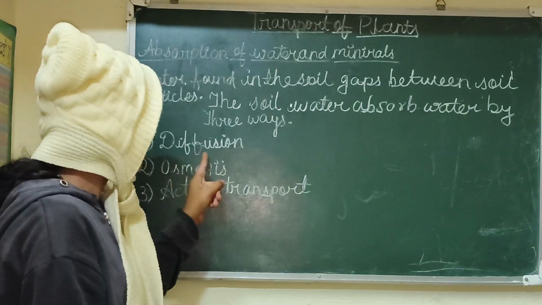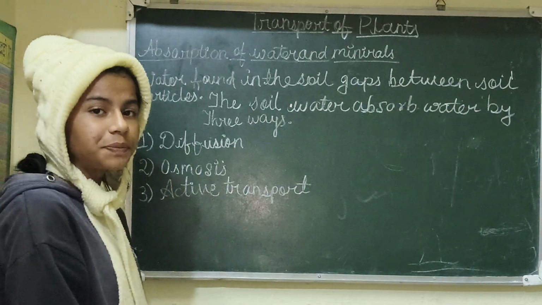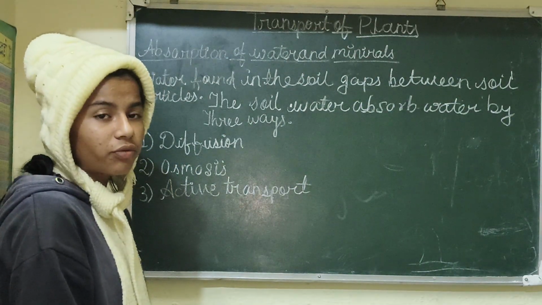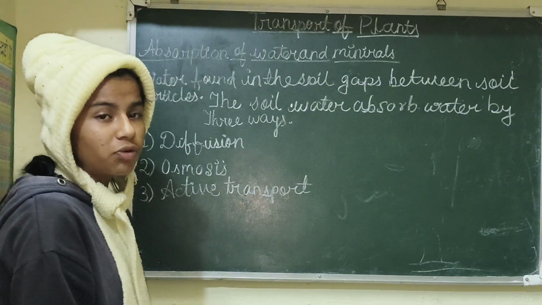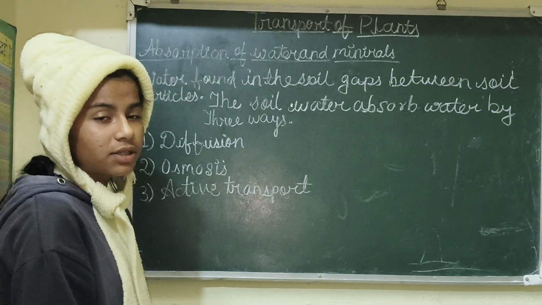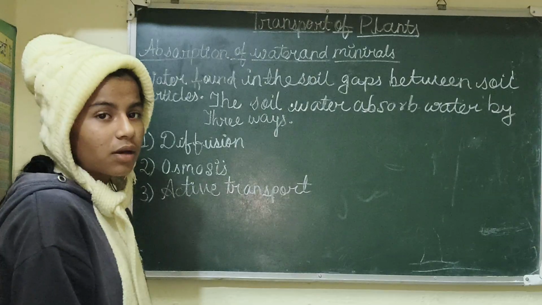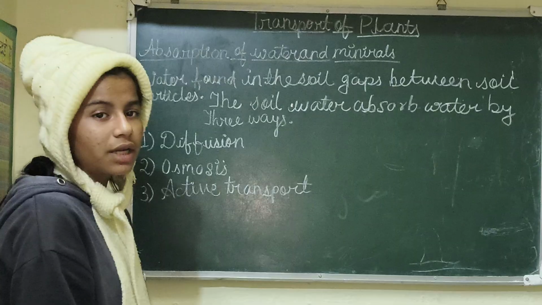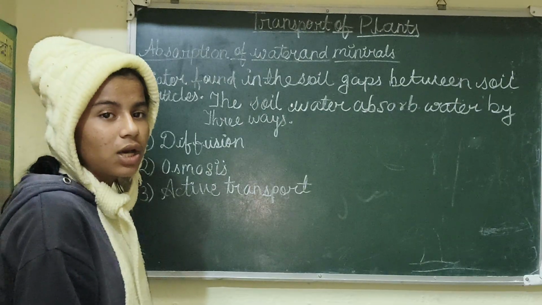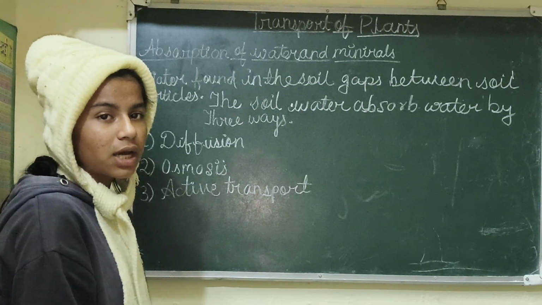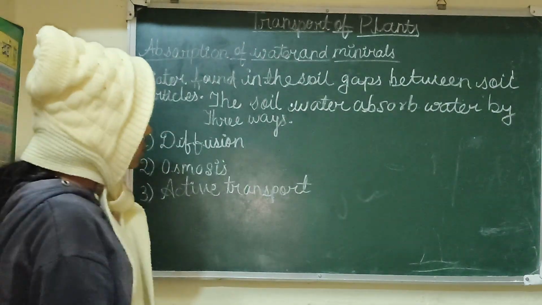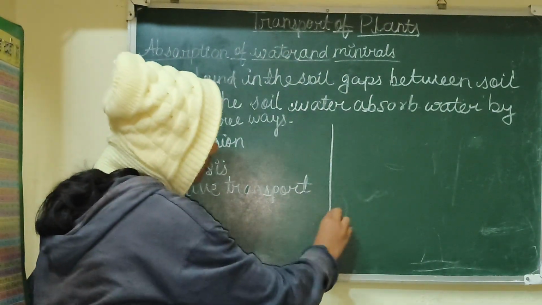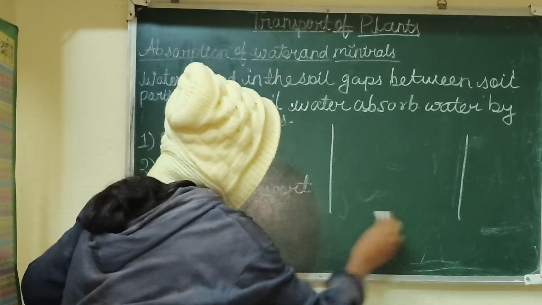First is diffusion. In diffusion, the particles move from higher concentration toward lower concentration, meaning the particles in the higher concentration area spread out to the lower concentration areas. So the diagram for diffusion is like this.